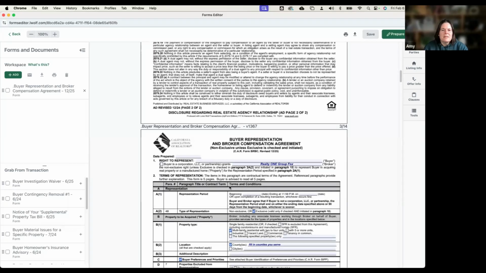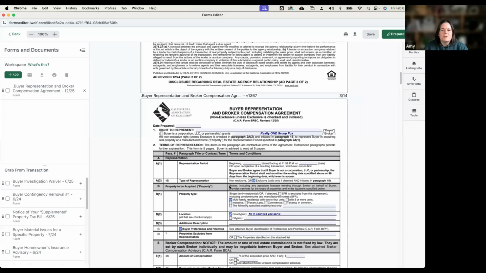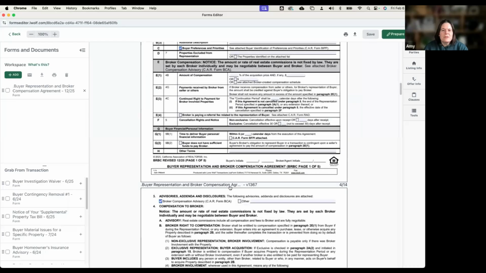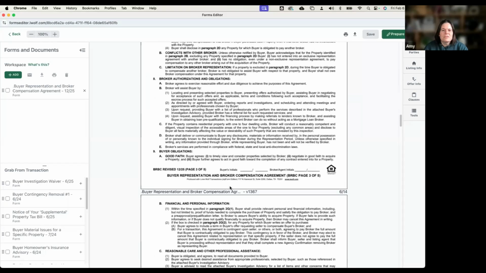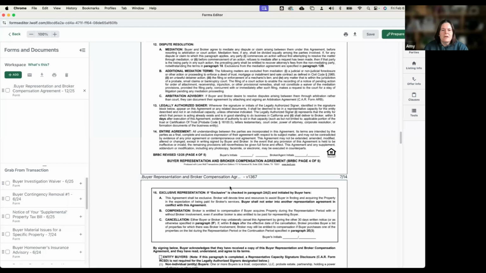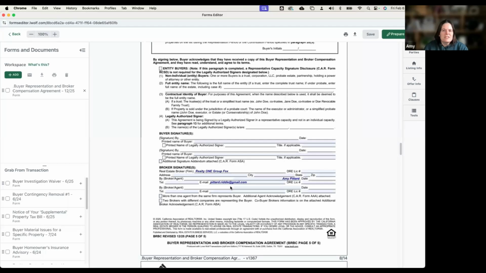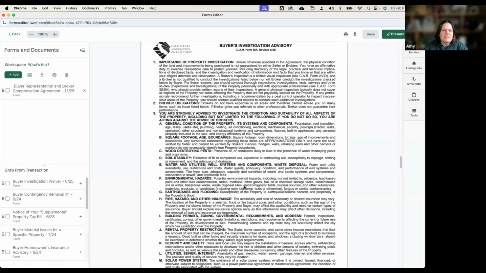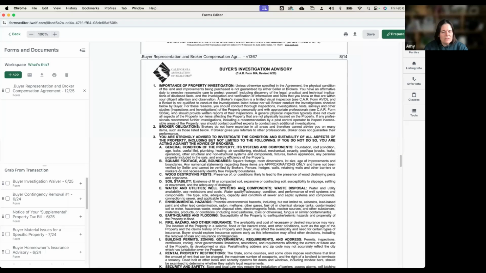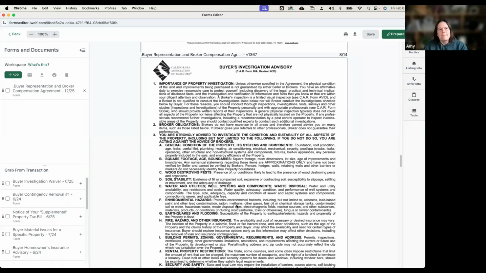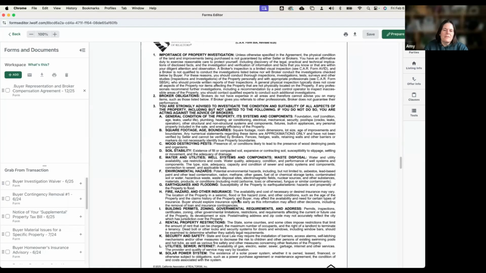Then we have our BRBC, or Buyer Representation and Broker Compensation Agreement, and there's a few other forms attached to this one which are important. Our first one is our buyer investigation advisory, just talking about the different types of investigation a buyer can do. So again, we're not going to skip these forms when they sign that BRBC. They also need to sign these forms as well. And these forms come back into play again. You'll see them oftentimes with that residential purchase agreement.